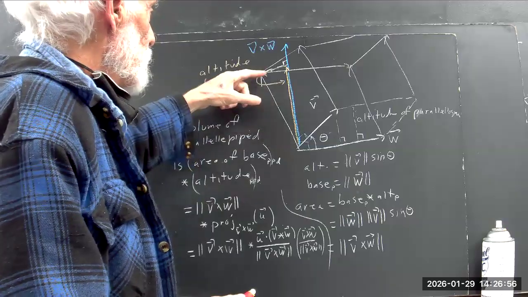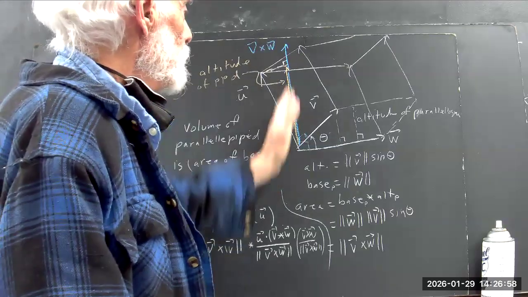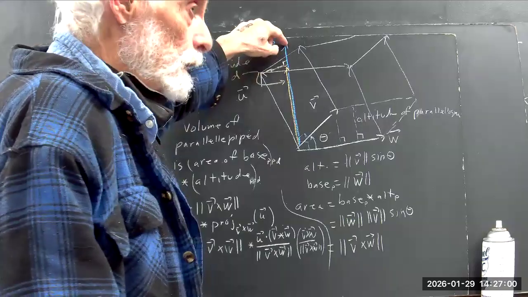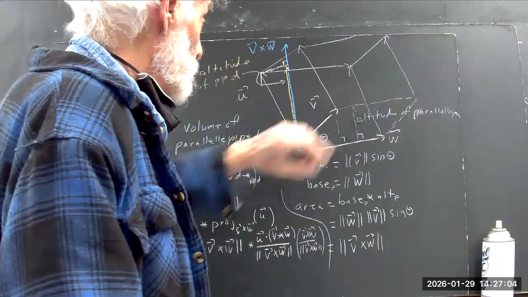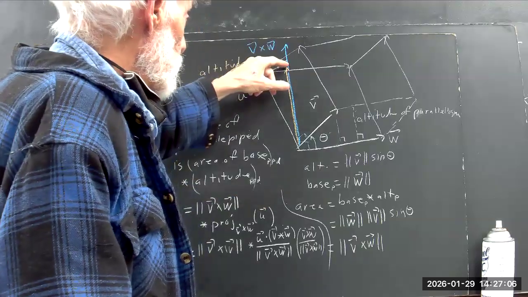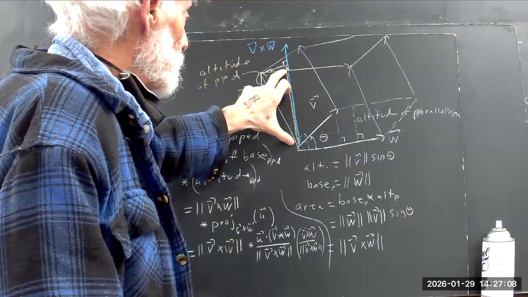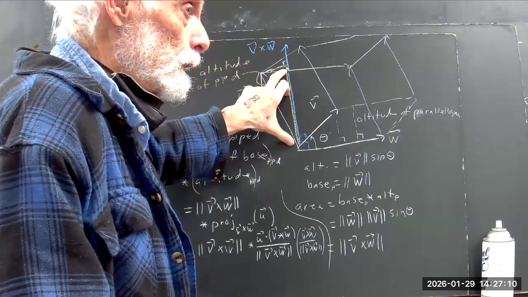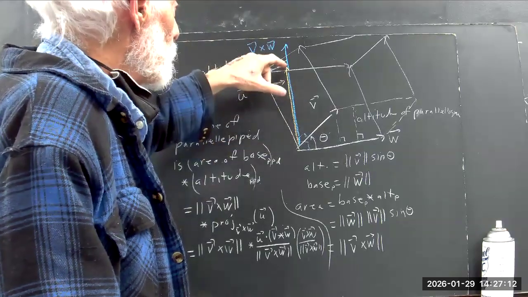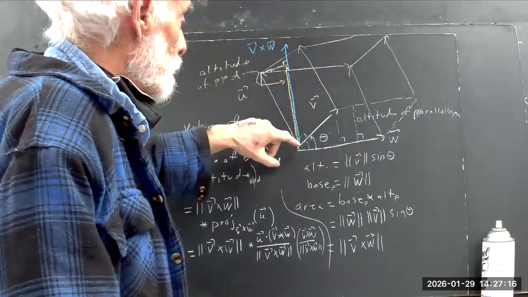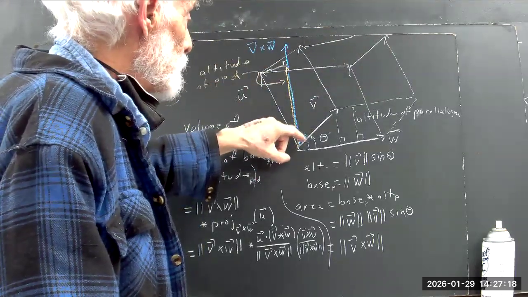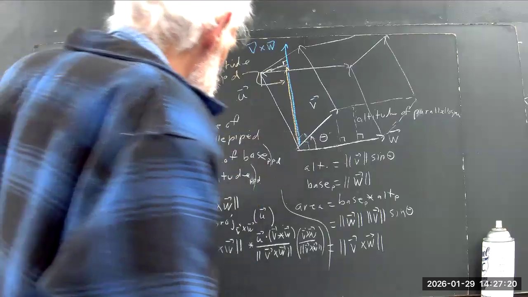Just take this vector and project it onto this V cross W, which is perpendicular to the base of the parallelepiped, to this parallelogram here. You project this on here, and you get a vector here, which is an altitude, because it goes right to the top surface of this thing from the base, perpendicular to the base.